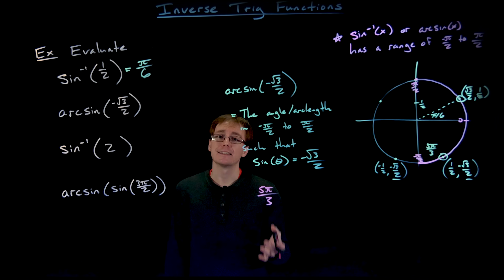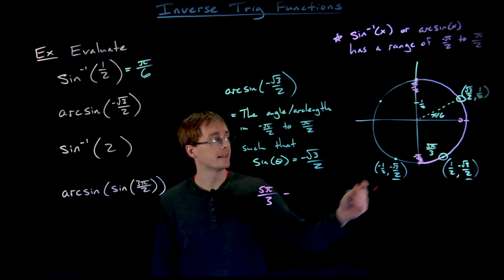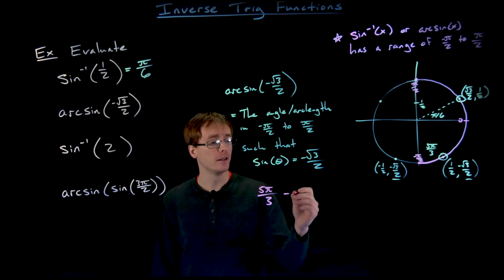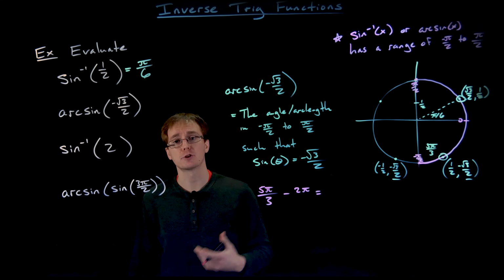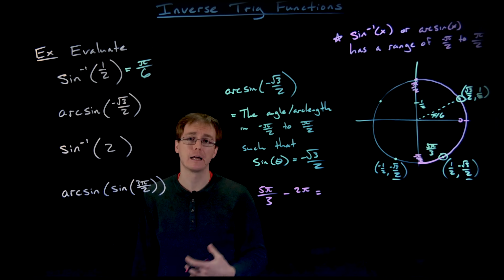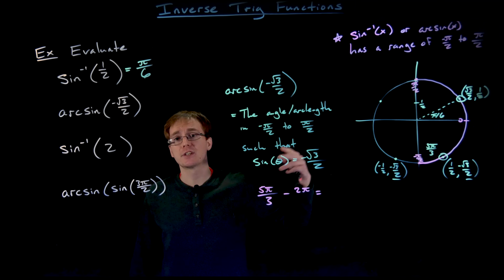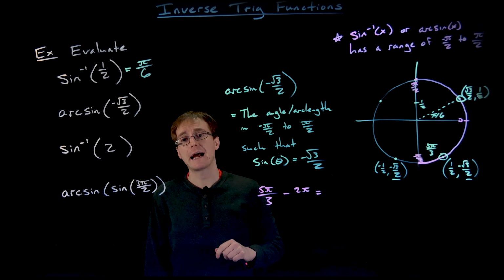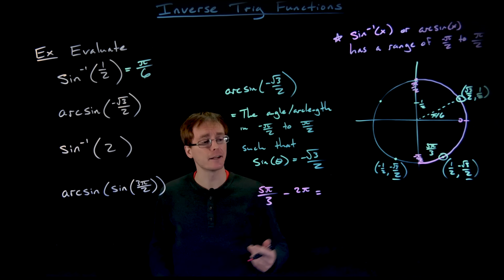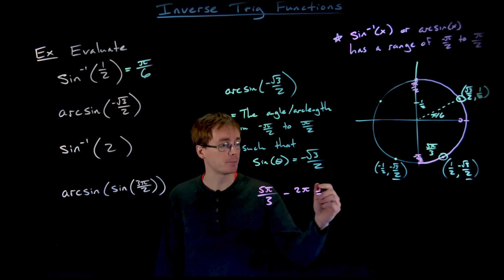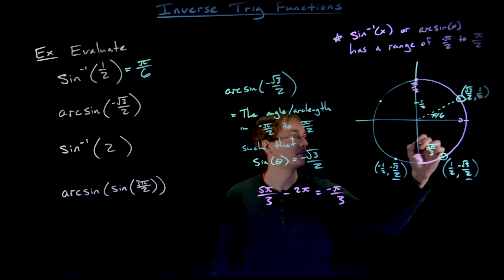So what we have to do is instead find the coterminal angle to 5 pi over 3 that is in our desired interval, and we can always find our coterminal angles by adding or subtracting multiples of 2 pi, or the period. Since we are bigger than pi over 2, we are outside and above our range, so we're going to want to subtract 2 pi from 5 pi over 3 in order to find the correct angle, and that's the same as subtracting 6 pi over 3, and that gives us negative pi over 3.